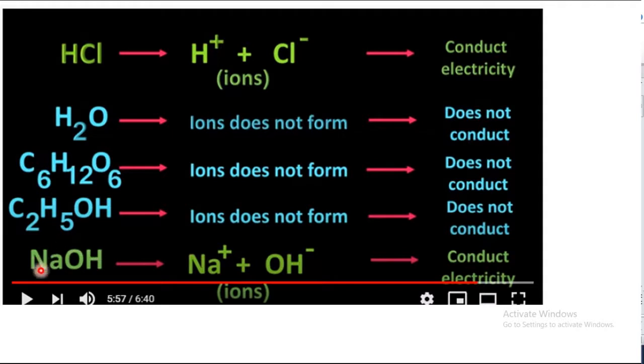In sodium hydroxide, OH minus ions are there, so electricity conducts in this solution. So, acidic solutions and basic solutions, those are alkalis, conduct electricity. Pure water, glucose and alcohol don't conduct electricity.